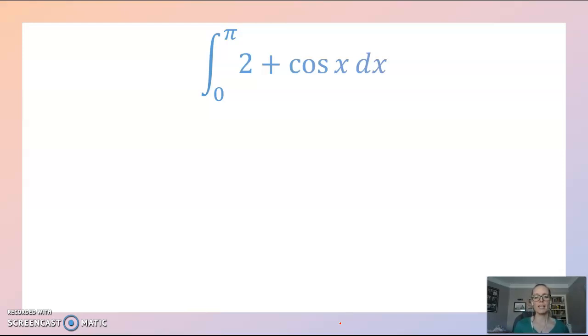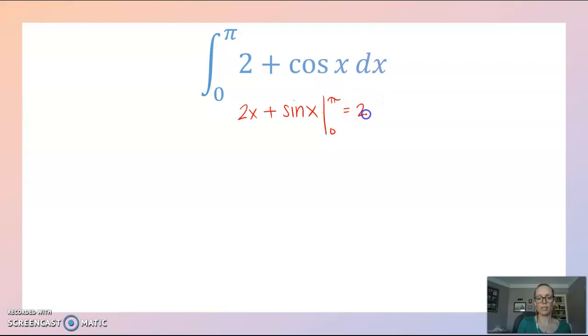So this one here, again, we're just looking at a pretty basic antiderivative. We've got addition here. We don't have to do any kind of rewriting. So I'm going to antiderive this function, and I get 2x plus sine of x for my antiderivative. We add that x there, and then the antiderivative of cosine of x, you would want to use your cheat sheet if you're still working on those, is sine of x. I'm going to evaluate this function from 0 to pi.